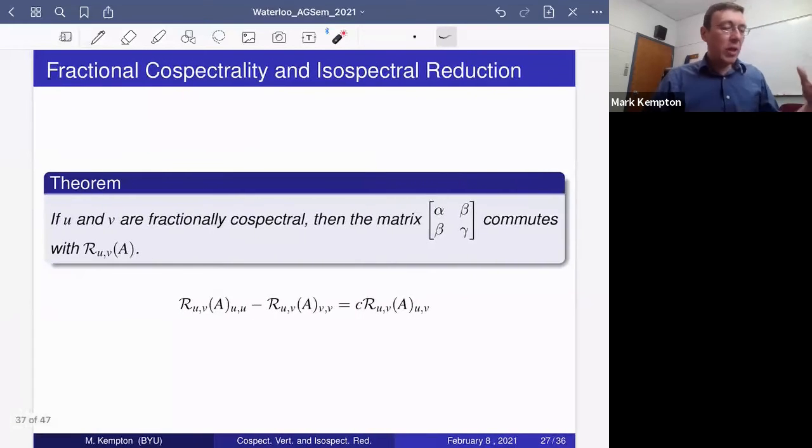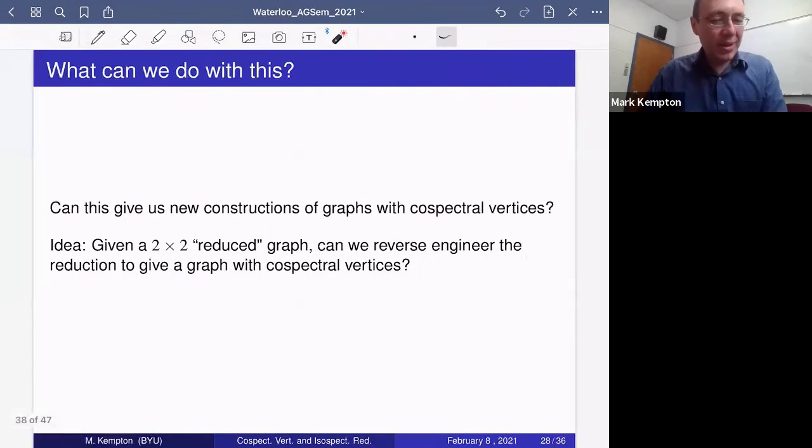Okay, so we can also characterize fractional cospectrality using the isospectral reduction in a similar way. So the question becomes, we've come up with this kind of cool characterization of cospectrality and fractional cospectrality. Is this good for anything? Well, it might be, is the answer to that.